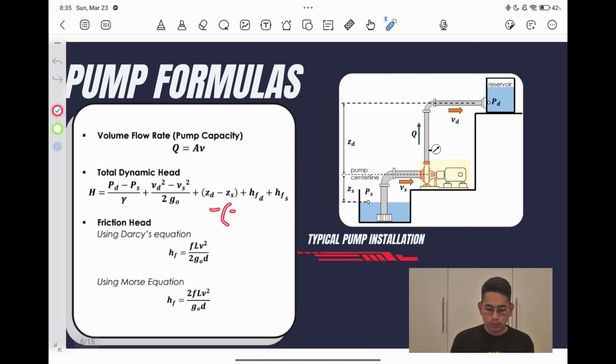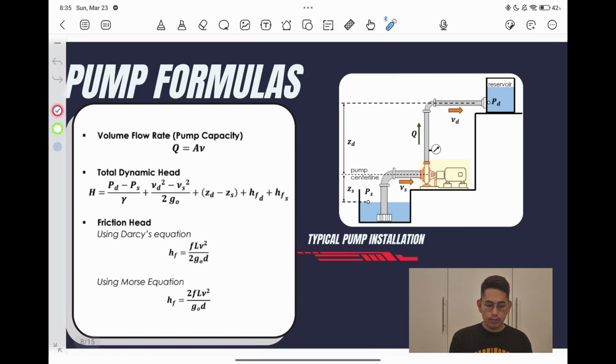For using Darcy's equation, we have friction head equals the friction coefficient times the length of the conduit times the velocity squared all over 2GO times the diameter. So, ang GO pala is yung gravitational pull or the original gravity, which is 9.81 if not given. So, if using the Morse equation naman, we have friction head equals 2F or friction coefficient times the length times V squared all over the gravity times the diameter.